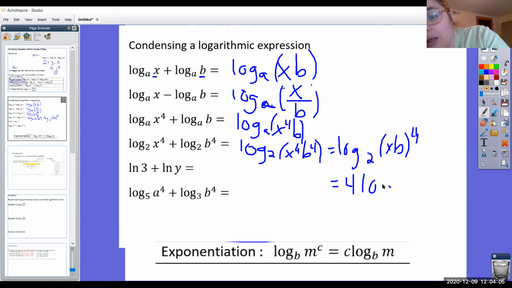So 4 log base 2 of x, it's not letting me write, of xb. Come back, where is it? Of xb, okay. Let's pause for a minute while I troubleshoot.